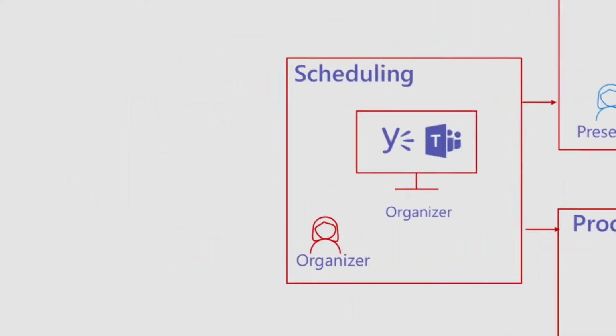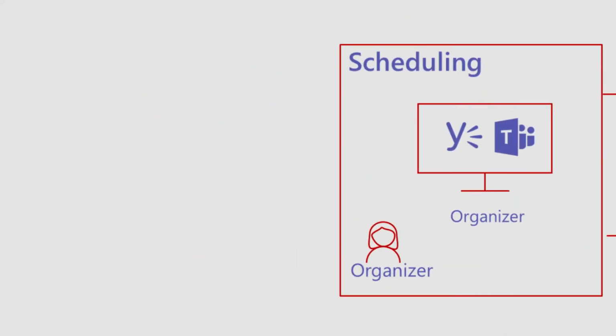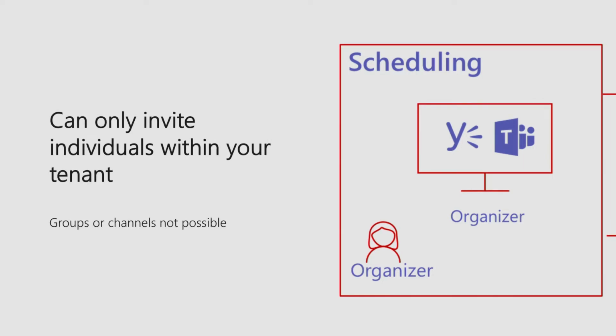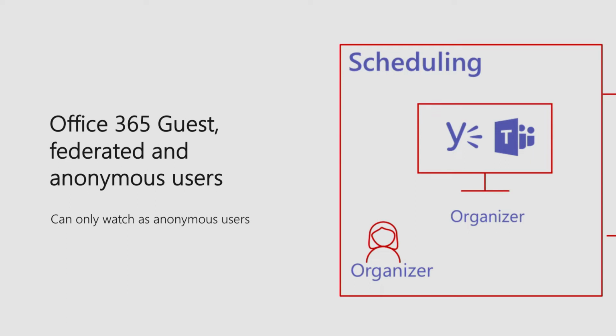So let's dive into the scheduling process. There are some things you need to know about the scheduling process. First off, you can only invite individuals as organizers or presenters. This means they need to be part of a tenant, authenticated, in order to present into a live event. And also, you cannot invite groups or channels as part of those producing and creating content for the live event.